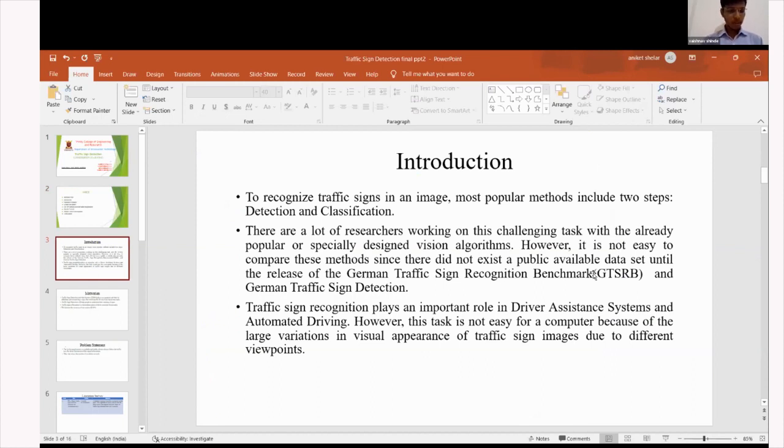There are 2 methods of traffic sign image processing: one is detection and another is classification. There is a lot of research on this domain, but we improve the accuracy of image classification in our project. Traffic sign recognition plays an important role in driver assistance systems and automated driving. However, this task is not easy for computers because of the large variations in visual appearances of traffic signs and images due to different viewpoints.